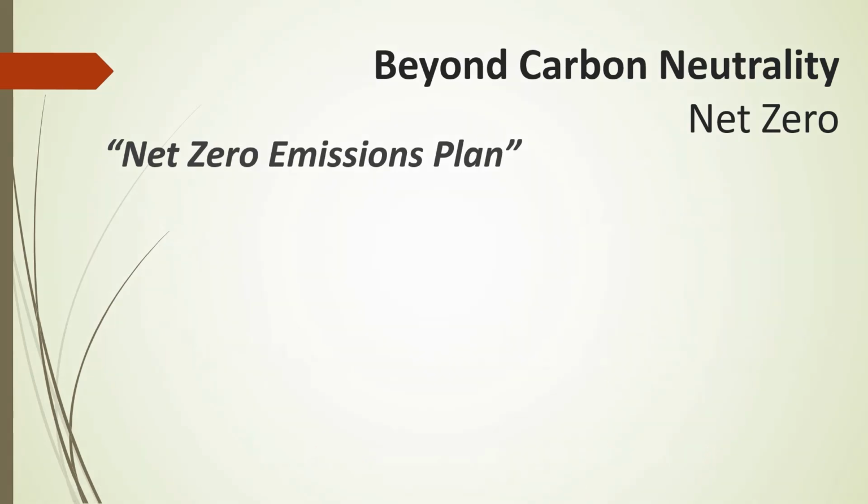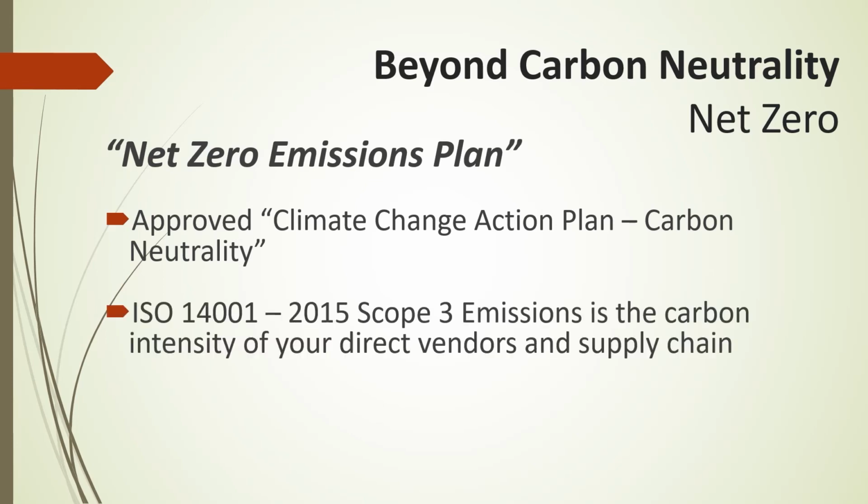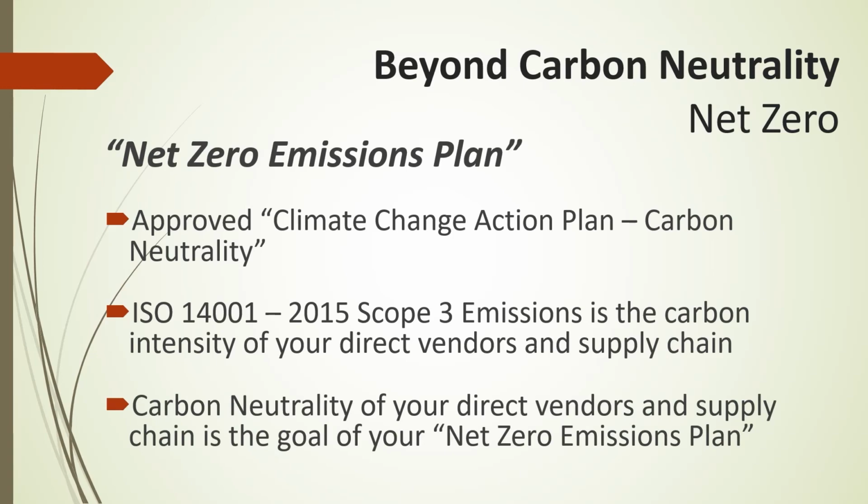So let's go beyond carbon neutrality and talk about the net zero emissions plan. First, you have to have a climate change action plan for carbon neutrality that is approved by a third-party auditor. And then you look at your Scope 3 emissions, which is the carbon intensity of your direct vendors and your supply chain. So the Carbon Neutrality Plan is based on your Scope 1 and 2 emissions. The Net Zero Emissions Plan brings in the Scope 3 emissions, which is your supply chain and your vendors. Carbon neutrality of your direct vendors and supply chain is the goal of your Net Zero Emissions Plan. So it's one step further than the Carbon Neutrality Plan.